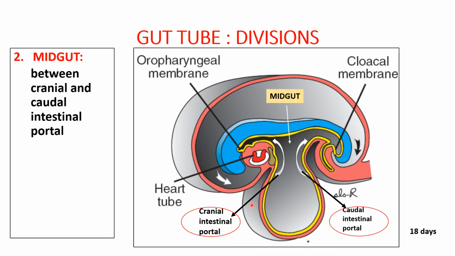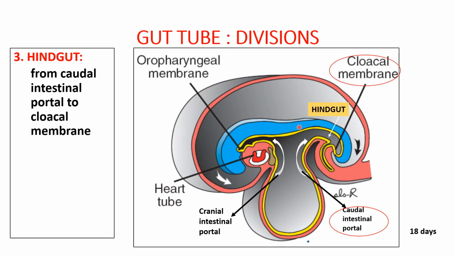The cranial intestinal portal was the entry point from the yolk sac into the head end of the gut tube, and the caudal intestinal portal is the entry point from the yolk sac cavity into the tail end of the gut tube. So between the cranial intestinal portal and the caudal intestinal portal, the portion of the gut tube which is in communication with the yolk sac cavity through the Vitelline duct is the midgut part.